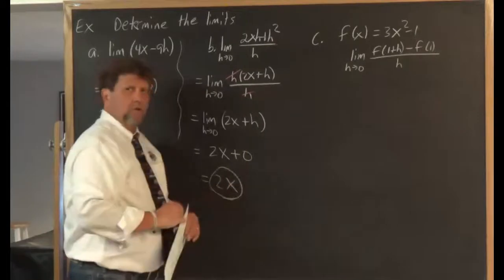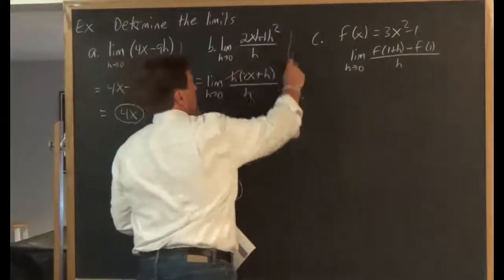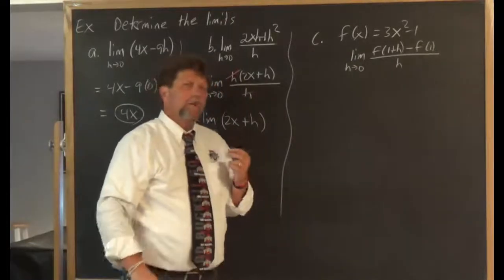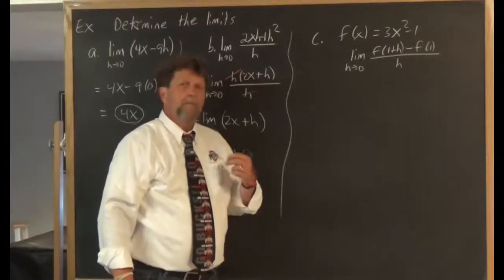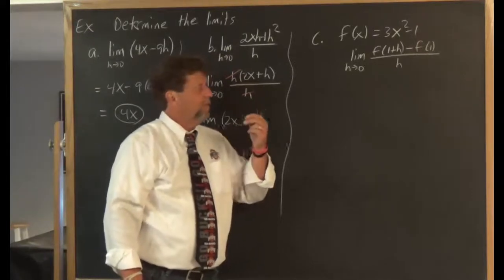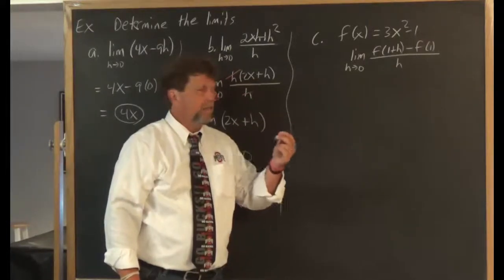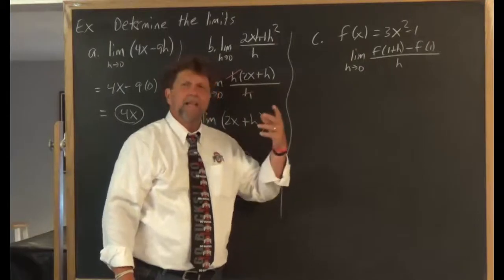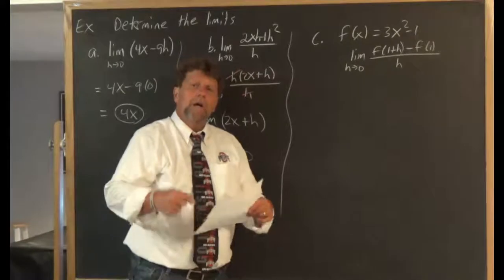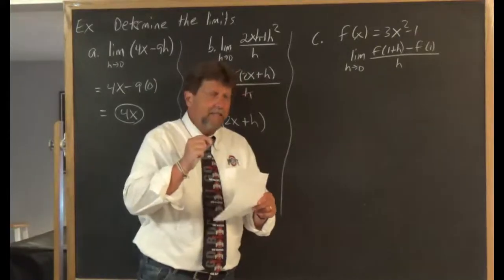So that limit is 2h. Now in part C, you were given the function f of x equals 3x squared minus 1. And you're asked to find the limit as h approaches 0 of f of 1 plus h minus f of 1 all over h. This is like that difference quotient that I was just talking about.